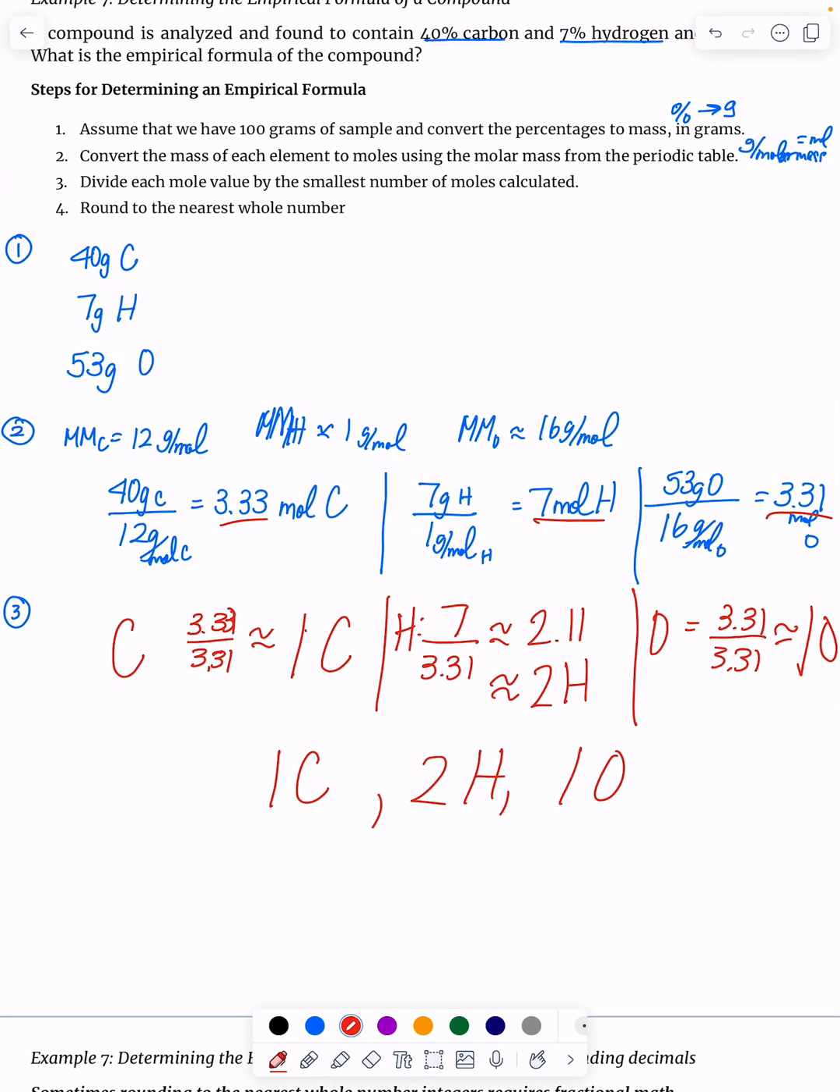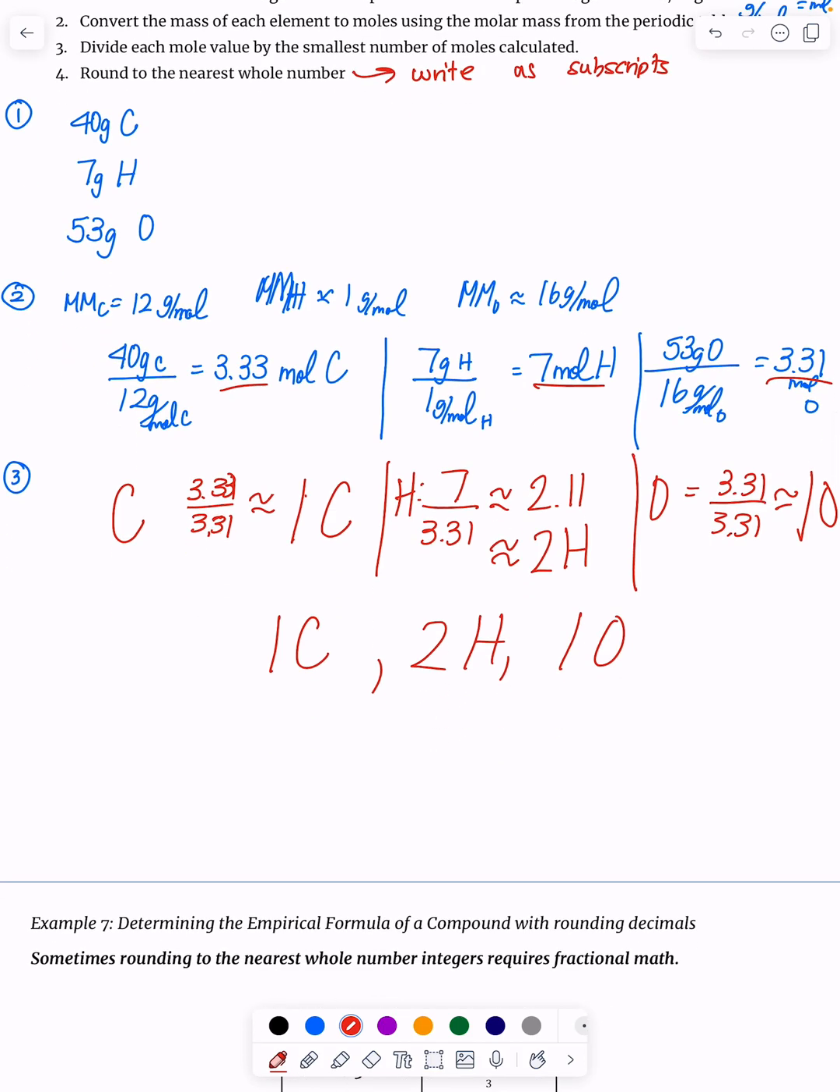And now round each to the nearest whole number, which is what we did, and then write as subscripts. So how can I write a chemical formula that has 1 carbon, 2 hydrogens, 1 oxygen? Well, I'll get C1H2O1, which is just CH2O. Done. This is the empirical formula. I will not go any further.